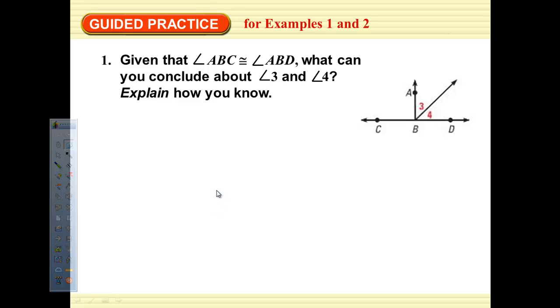And now we're going to look at angles 3 and 4. If we know that ABC and ABD are equal, we know therefore that these lines have to be perpendicular, because if the two angles are equal, then they're both 90, and we can therefore state that 3 and 4 are complementary.